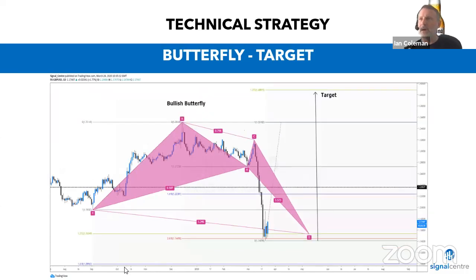The target level for a bullish butterfly is 127.2% of the whole formation. And this one, because it's an extension formation, it's more aggressive. The target level is more aggressive than the inside formations, because for the inside formations, remember, we're looking for a 127.2% of that leg. But on a bullish butterfly target, we're actually looking for 127.2% of that leg, as it's the whole formation that we take the projection from. So the target level is up here.